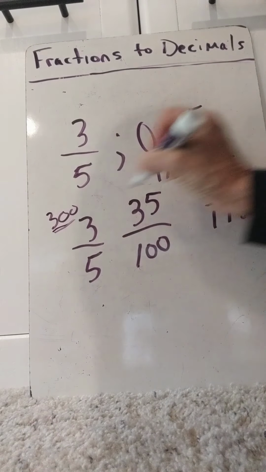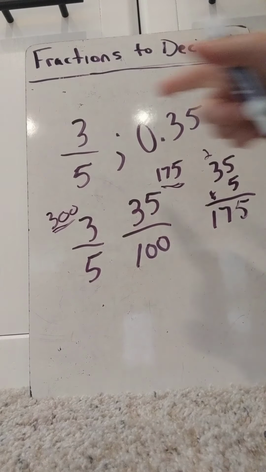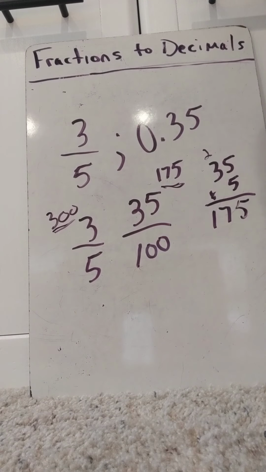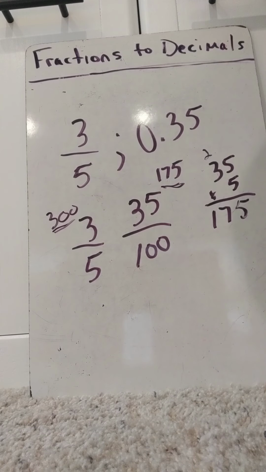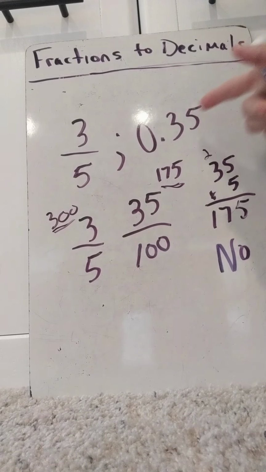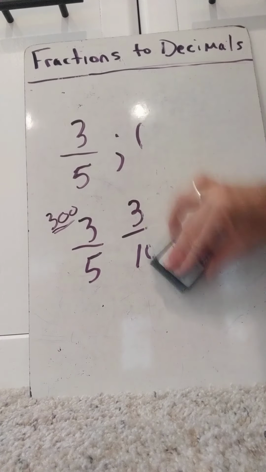Okay, I have a 300 here and 175. Were these equivalent? No, because look, the numbers are different. I have a 300 here and I have a 175 here. I didn't get the same number. They're not equivalent. So your answer for this one would be no. No, they are not equivalent. 3/5 and 35 hundredths are not equivalent. Okay. I'm going to give you just one more example.